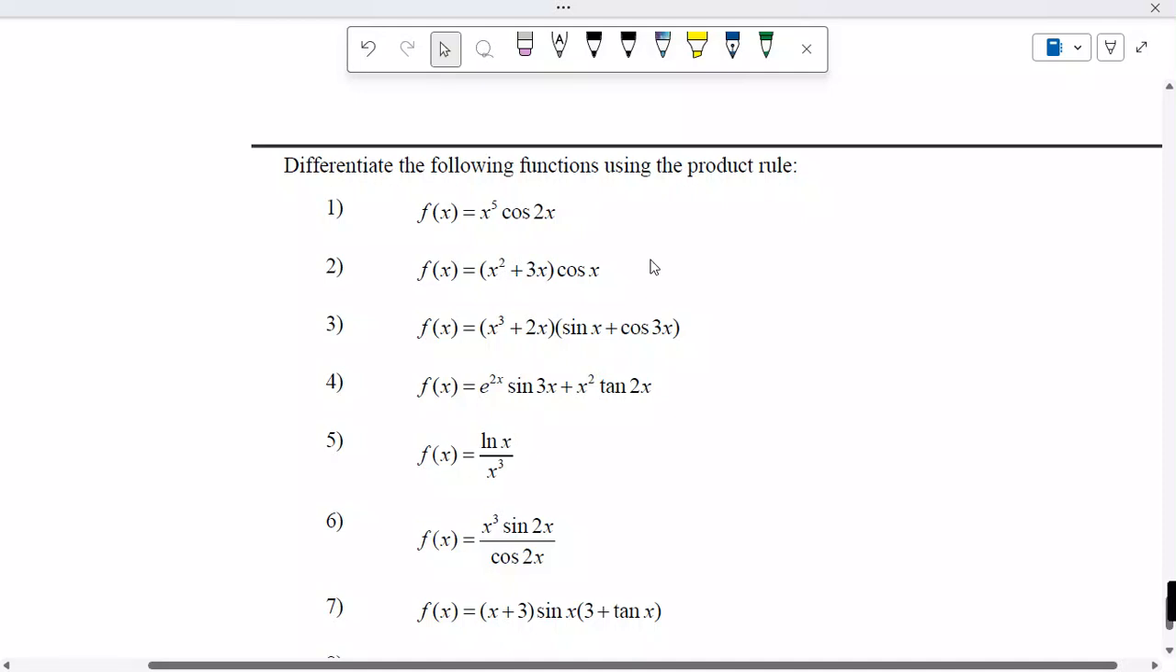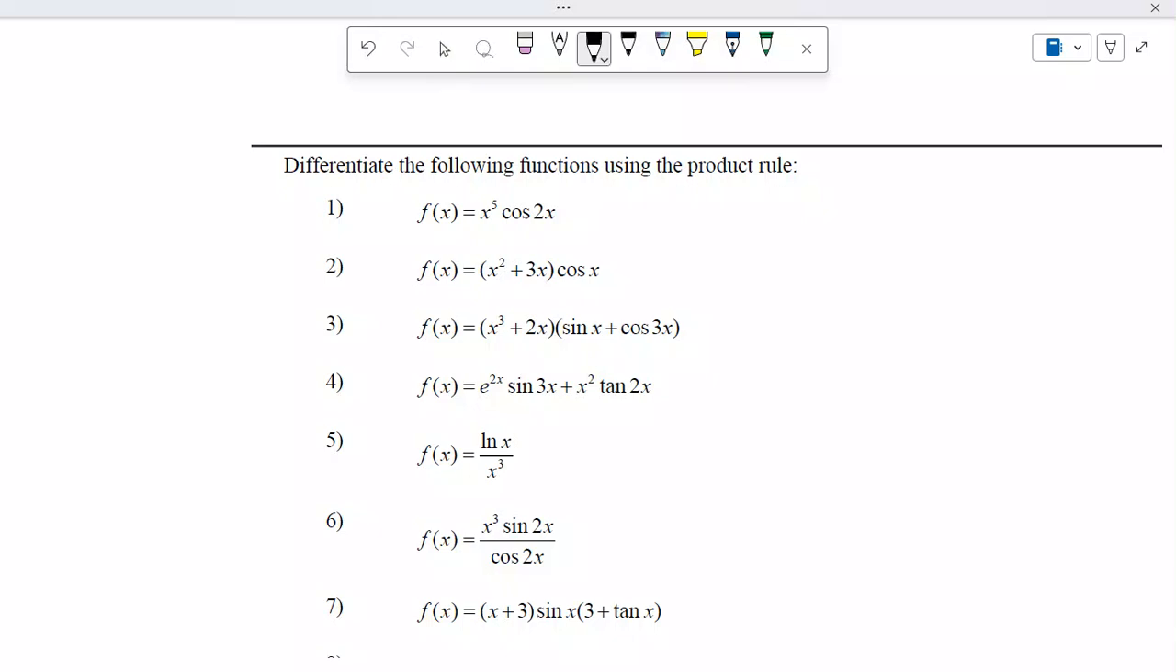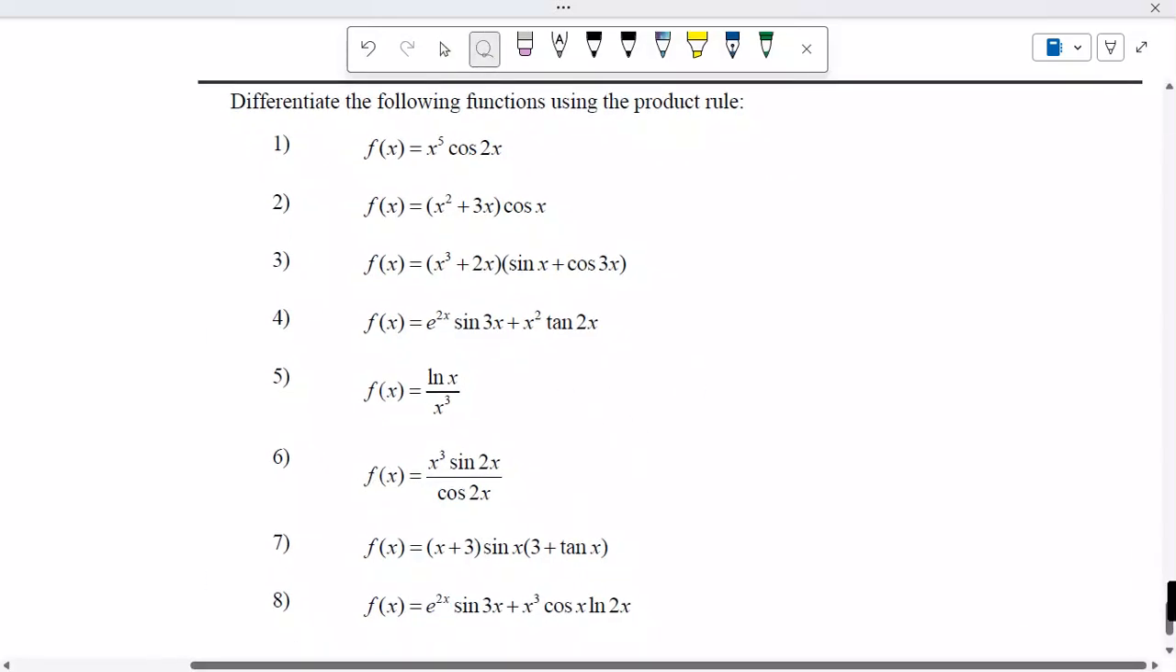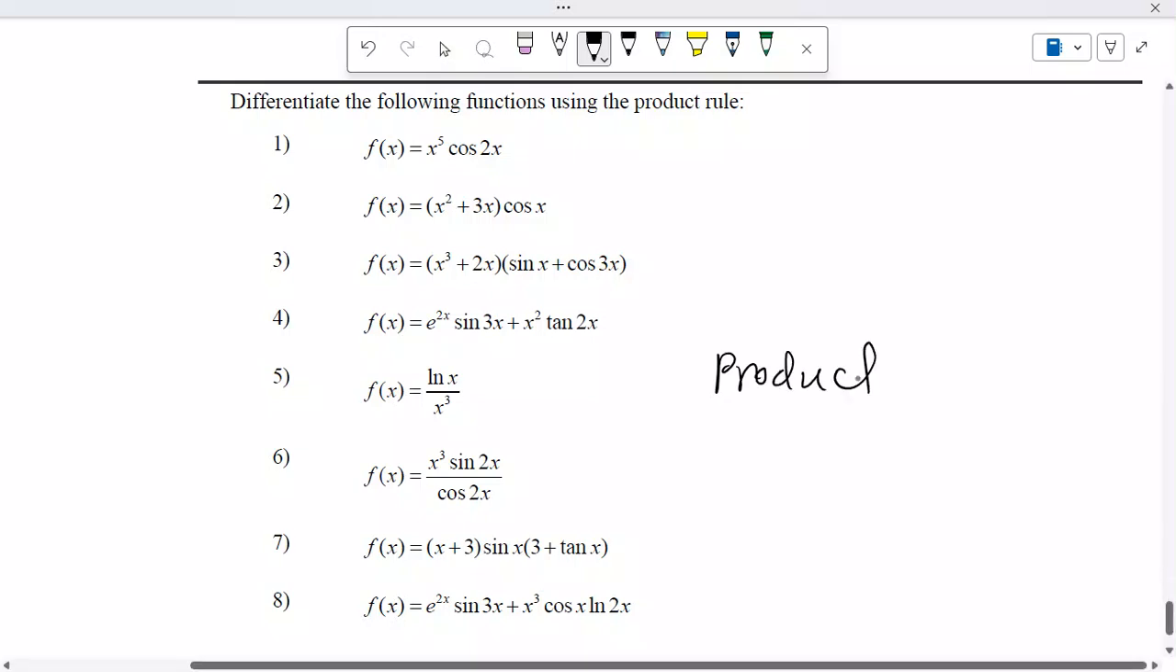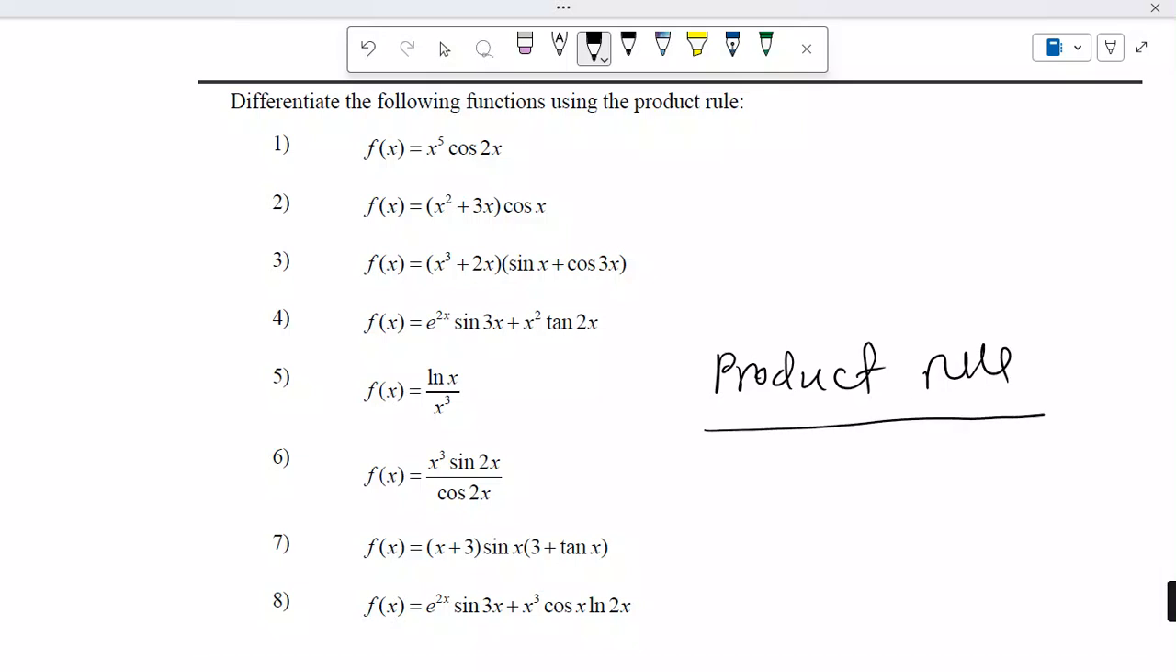So we'll continue with our journey. Today we'll cover some new set of questions, but basically the same product rule. So we are re-emphasizing the product rule. Product rule is very broad, so we just have to answer as many questions as possible.